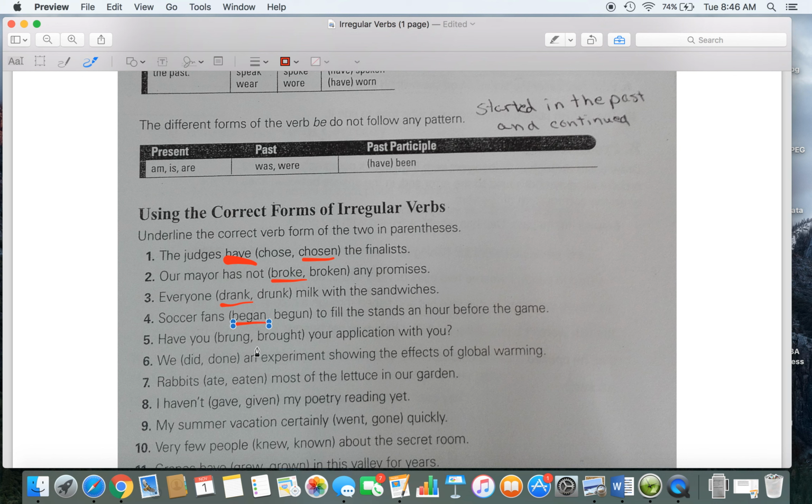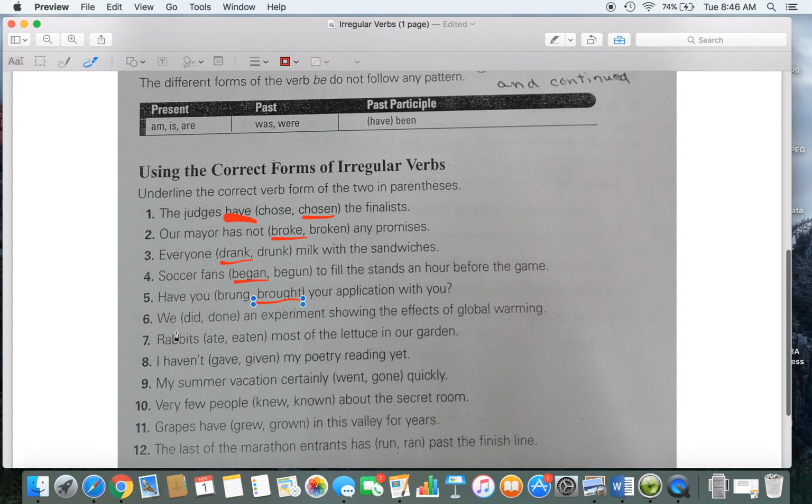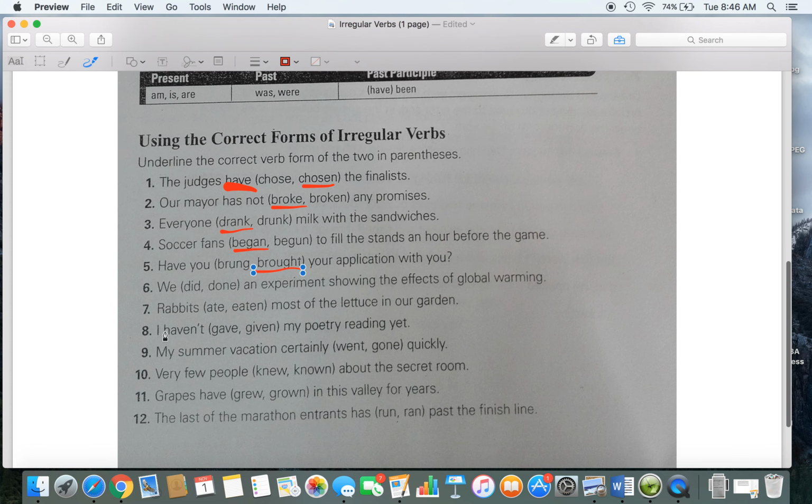Have you brung or brought your application with you? Again, take a moment, answer the question, and I'll come back with the answer. Did you underline brought? Good job. Did you notice that our clue was have? All right. Now, I want you to continue on and finish 6 through 12 on your own. We will check them in class when you get here tomorrow. All right, thanks.